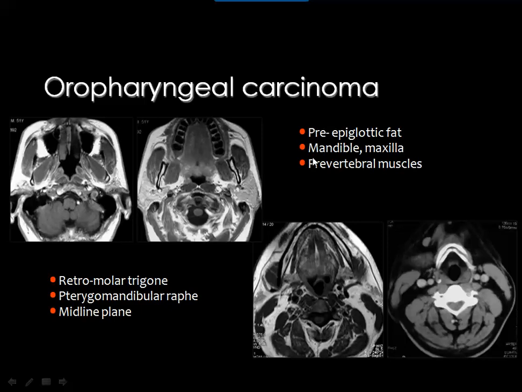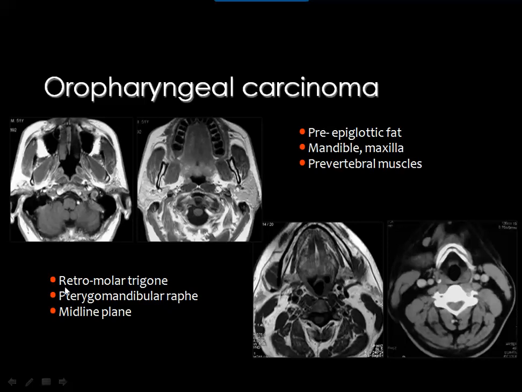Number one is to assess the pre-epiglottic fat, and this is the epiglottis, and here the pre-epiglottic fat. Then you should look for invasion of the mandible and the maxilla, and then you see this is the mandible, and here are the maxillary sinuses, as well as the alveolar margin. Then you look for invasion of the prevertebral muscles as well as the skull base or the cervical spine.